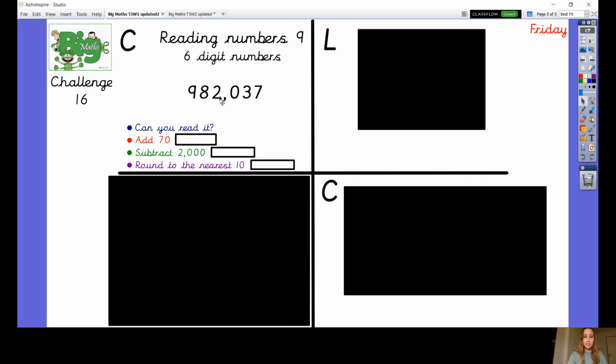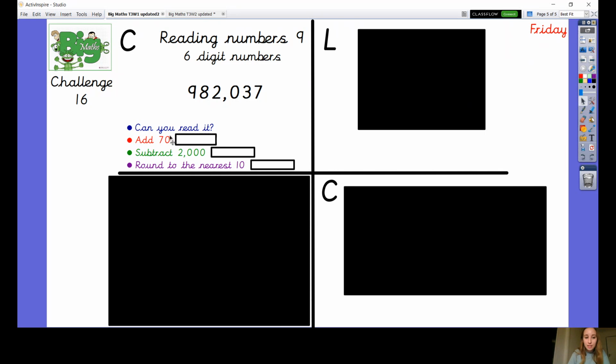982,037. I think this bit here sometimes trips people up when there's a 0 in the hundreds column, because we want to say hundreds there, but we have to skip straight onto the and for the 37. And so remember, our zero's a placeholder there in the hundreds column. So 982,037. You've got 3 questions just like yesterday to have a go at with this number.